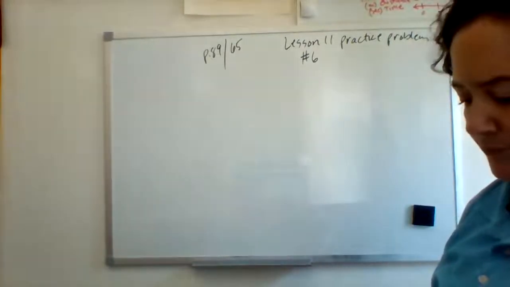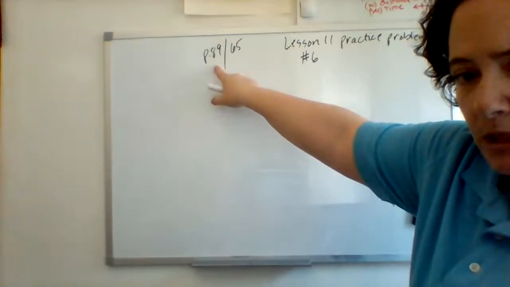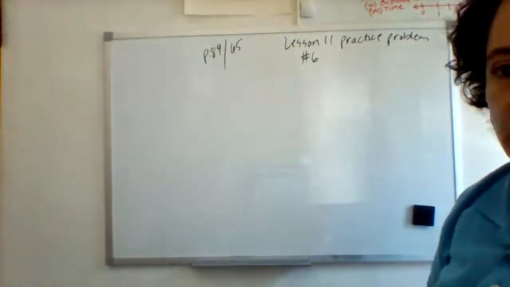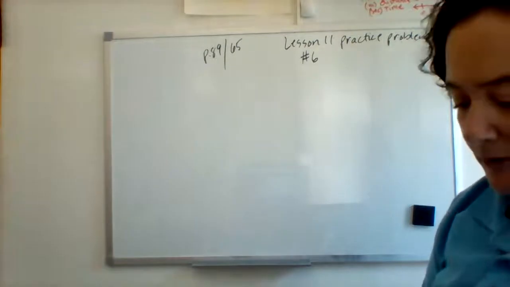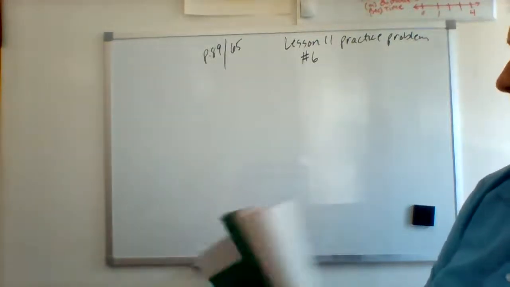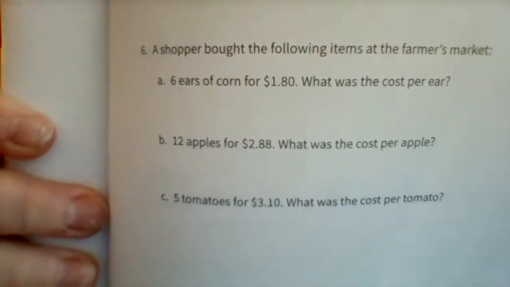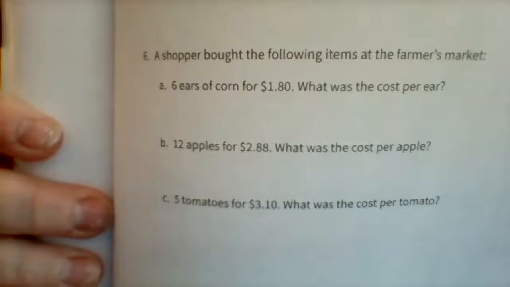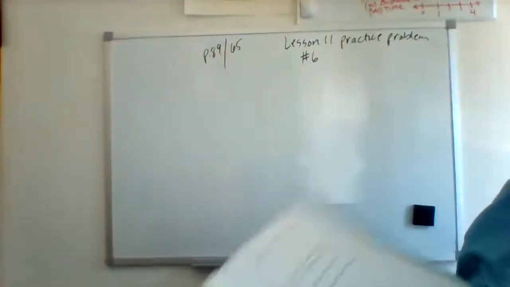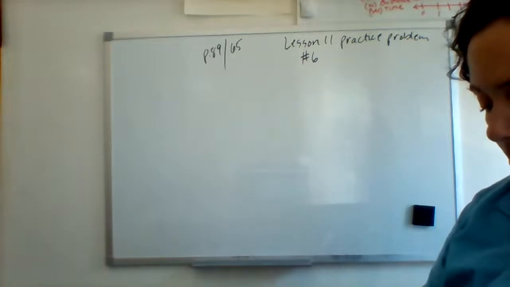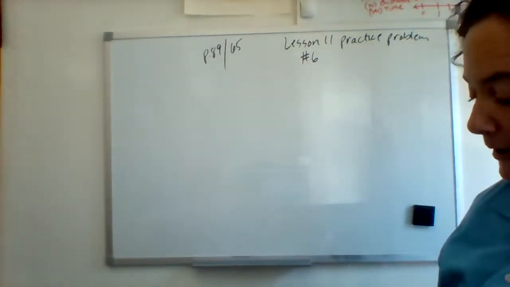Okay, cool. Page 89, Kareem, if you have second edition, page 65 if you have single edition. Lesson 11, practice problem. Yes, and it looks just like this. We're talking about the shopper. We're going to do all 3 parts, A, B, and C. All right, so go ahead and work on that for a minute while I update attendance.